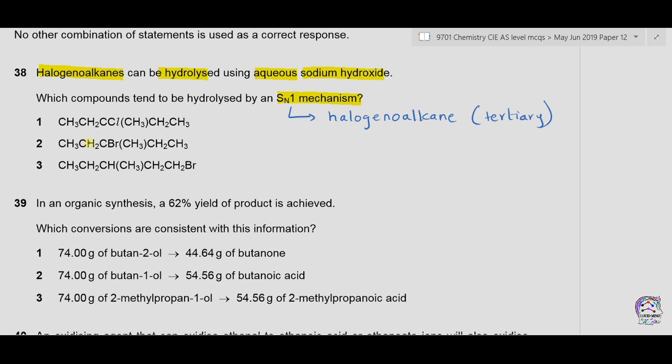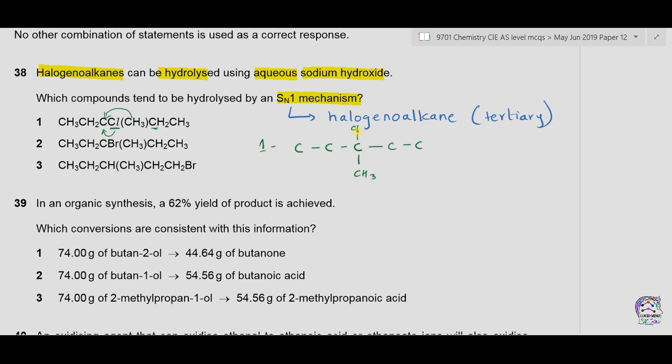Let's draw the structures of these 3 given compounds, and then we can find out which one is primary, secondary or tertiary halogenoalkane. So first one is carbon, then second carbon, then third carbon, then chlorine is attached with the third carbon atom, CH3 is also attached with the third carbon atom. Then we have fourth carbon, CH2, then the last carbon, CH3. So it will be Cl and CH3.